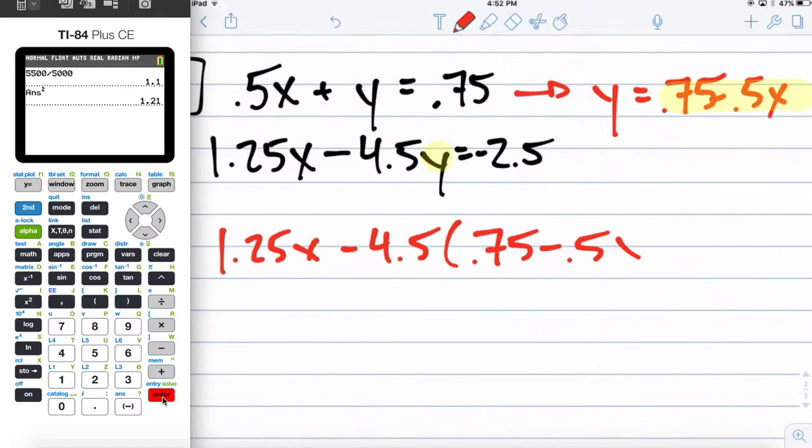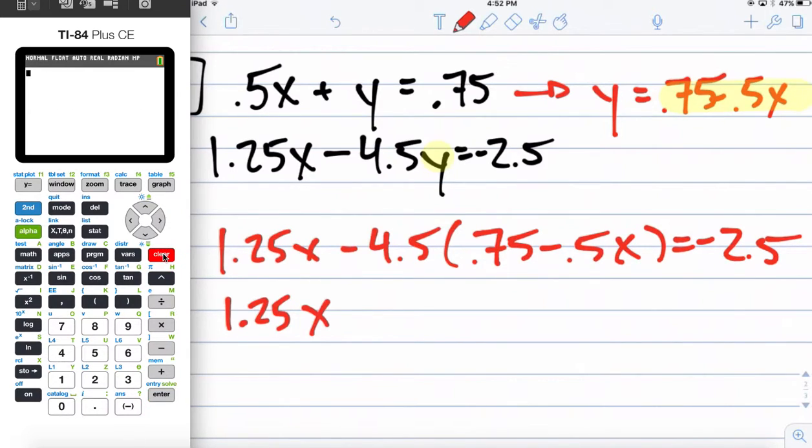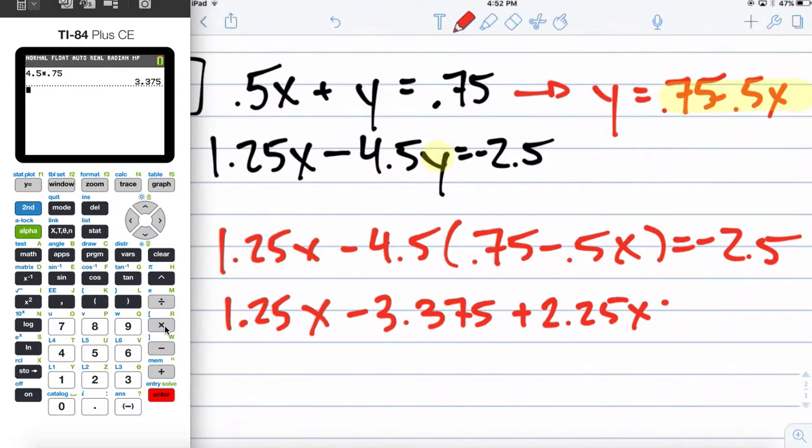So I do that multiplication there. I've got 1.25x, and then I've got 4.5 times 0.75, that equals 3.375. And negative 4.5 times negative 0.5 is positive 2.25x, so the sum is equal to negative 2.5 with the 3.375 moved over.